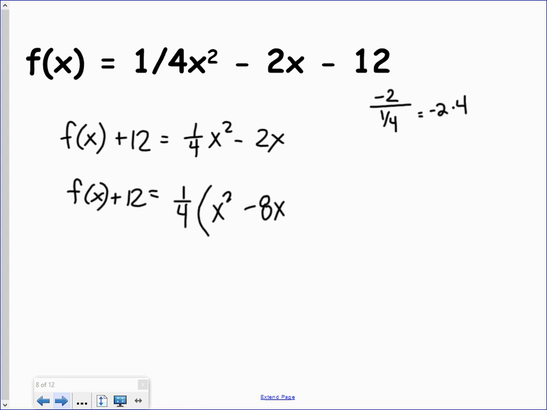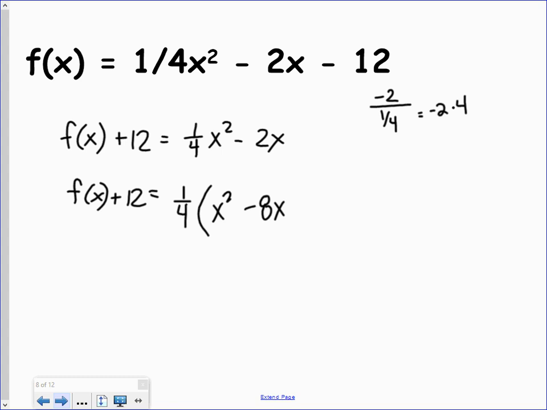And how can you check to make sure if you're right? Just redistribute this number real quick. It should go right back to what it was before. 1/4 times x squared is 1/4 x squared. 1/4 times negative 8 is negative 2x. If I had put a 1/2 right there, I would have gotten negative 1/8x, so I know something was wrong.